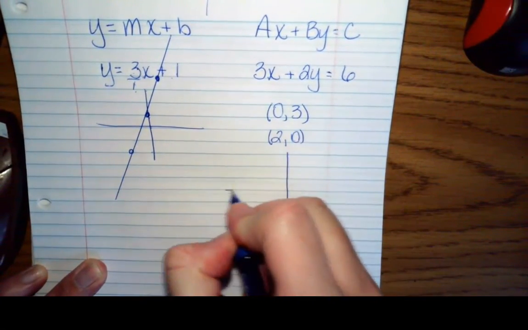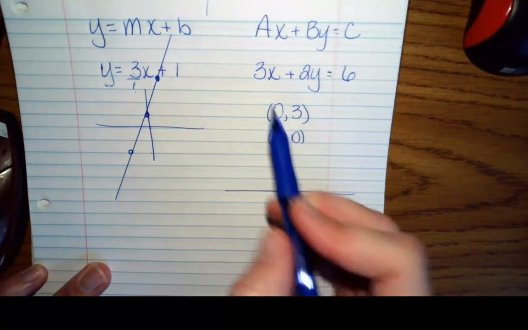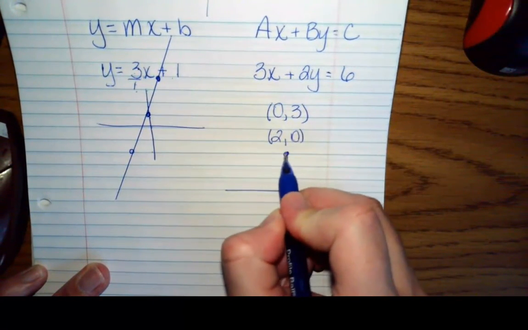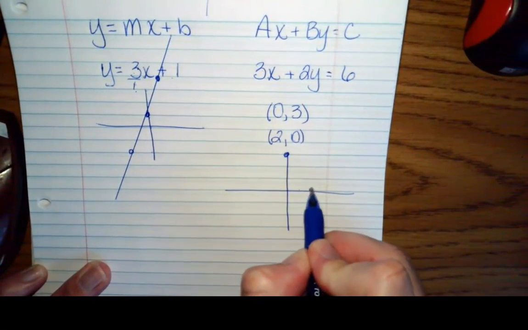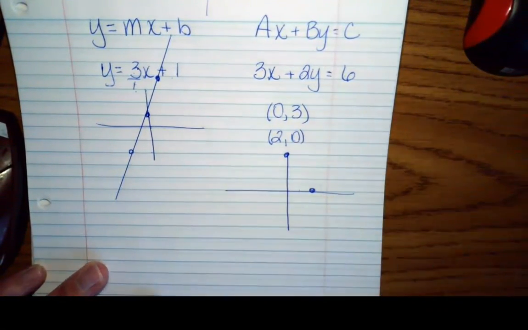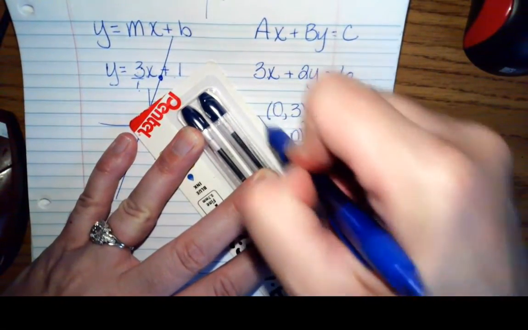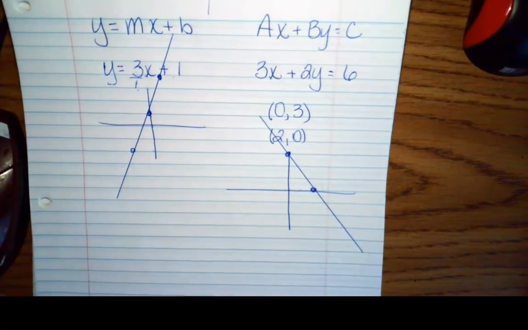And then how many points do we need to make a line? I need 2 points. Guess how many I have? I have 2. So I will not go left or right, but I will go up 3. So here's that one. I will go right 2, so 1, 2, and I will not go up or down. And then I have the graph of that line.